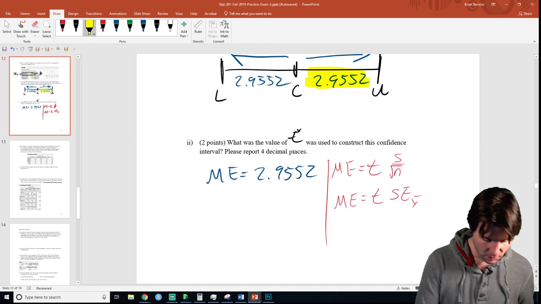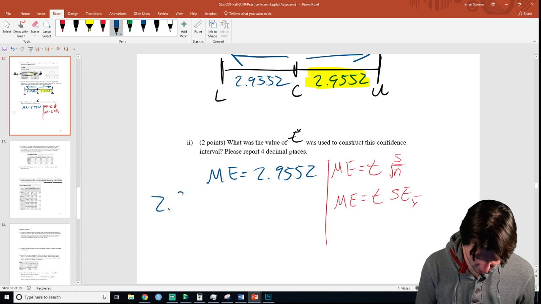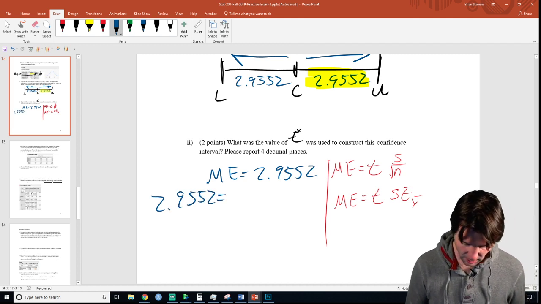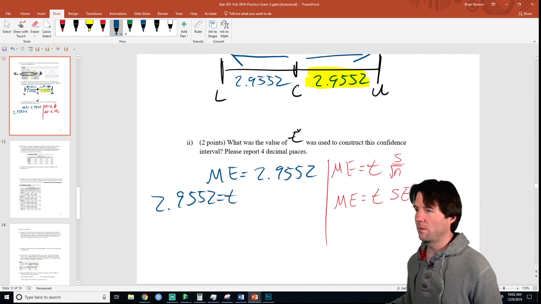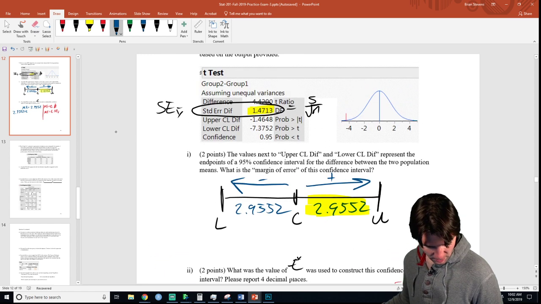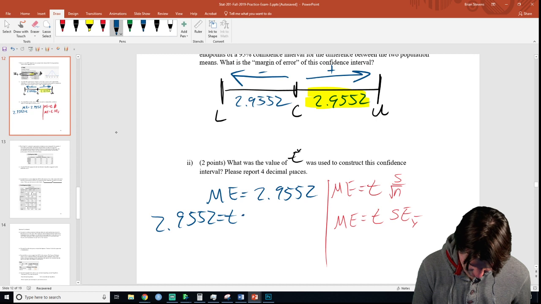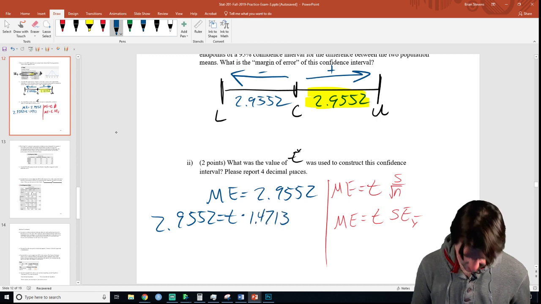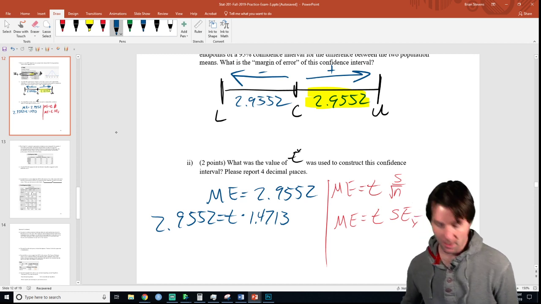1.4713, okay. So let's go over here to the blue side, and let's write 2.9552 equals, and then we're solving for t, and 1.453, was it? Something close to that. 1.4713, okay. If I make an error, please tell me. Like I could copy a number wrong, it happens. And so now I think we just divide. We just divide and we got it.